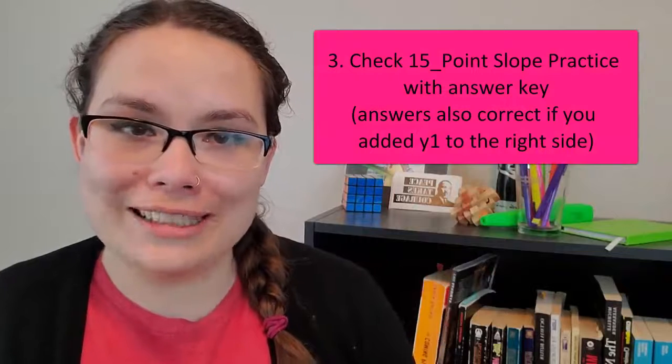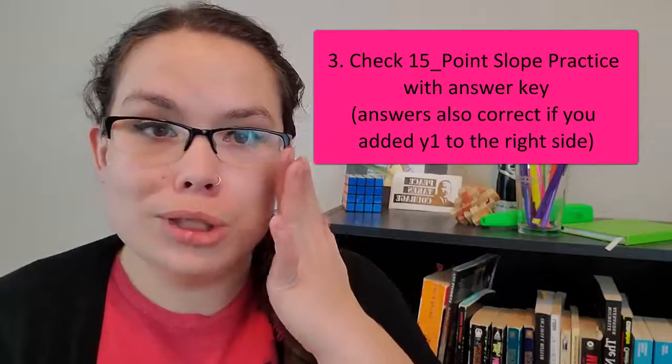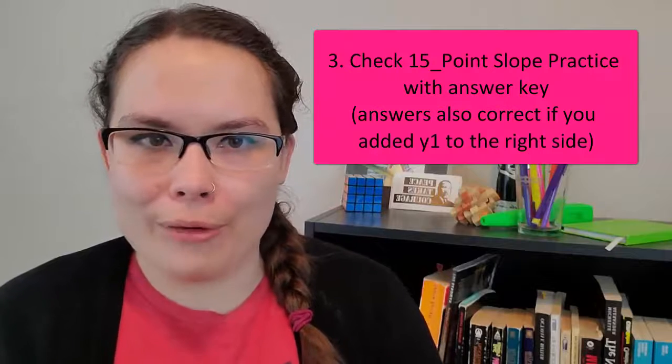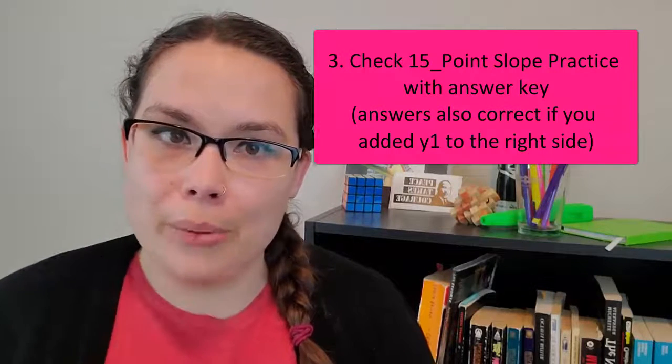The third thing I'd like you to do is check the answers to the assignment you should have done on Thursday. I've posted an answer key so you can check your work. Be sure you know how to write point slope form of a line from the point and the slope. If you are confused about that, please come to office hours or send me an email.